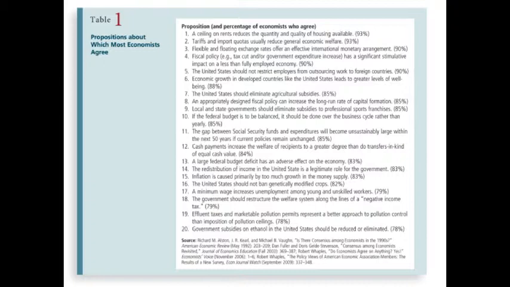The United States should not ban genetically modified crops. There are some who think they should be banned. 82% of economists disagree. 17, the minimum wage increases unemployment among young and unskilled workers, 79%. The overwhelming majority think this. When we talk about this issue throughout the course, we will see why that happens.